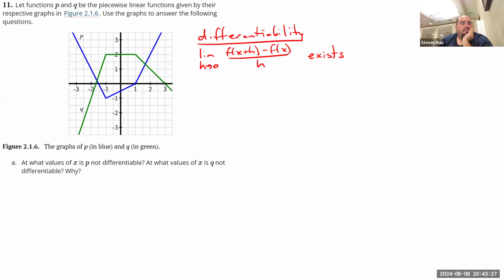basically anywhere where, if we're looking at a graph, let's think about it in those terms, I can think about what the slope of a tangent line, or the slope of the graph, is at a point. And in this case, these graphs are made up entirely of straight line segments. So these functions are going to be differentiable on the interior of those line segments. When I say interior, I mean it's not going to be differentiable at the ends.